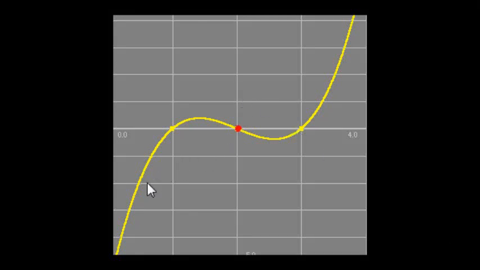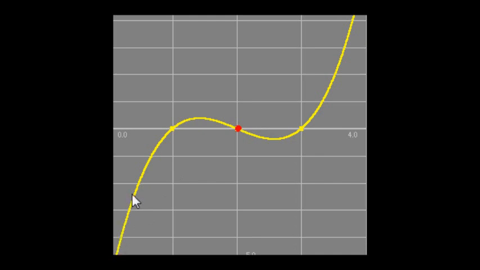Inflection points and concavity. Look at the graph of this function. Look how the graph travels. If you look from here to here, the graph is concave down. Over here, suddenly the concavity changes and it turns concave up. This point here is called an inflection point.